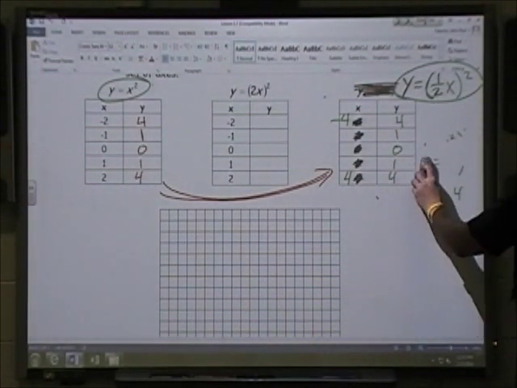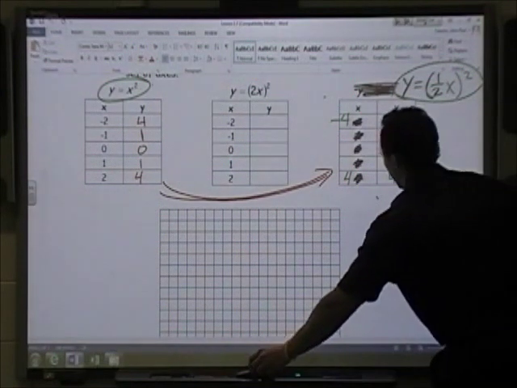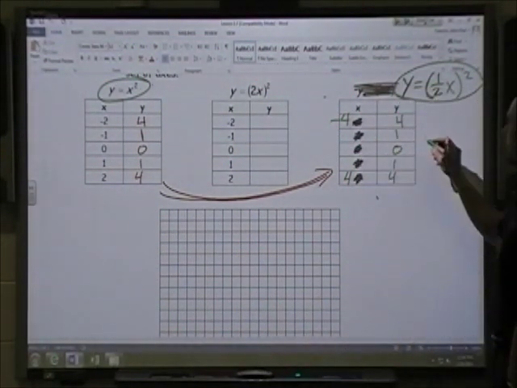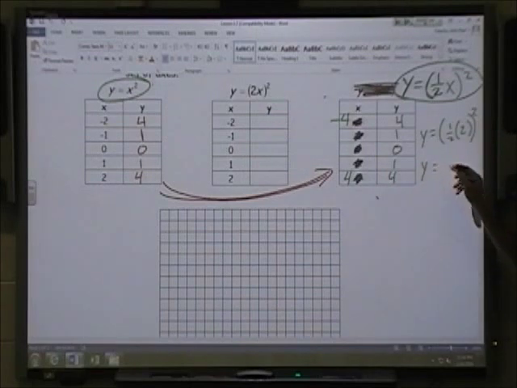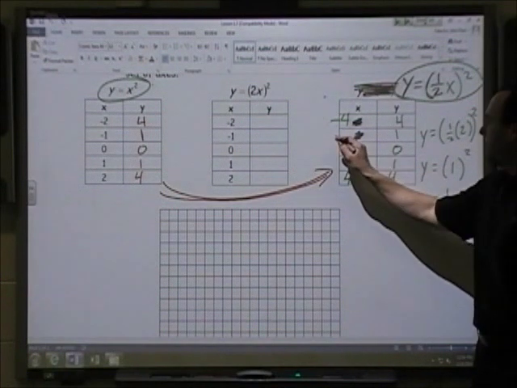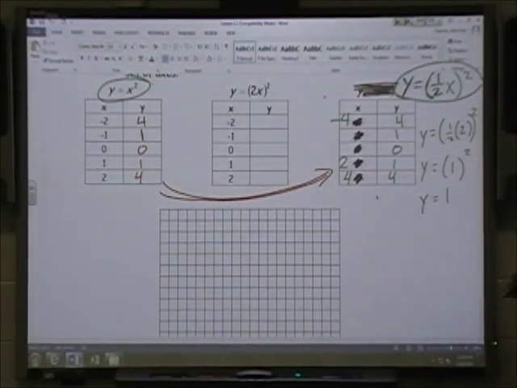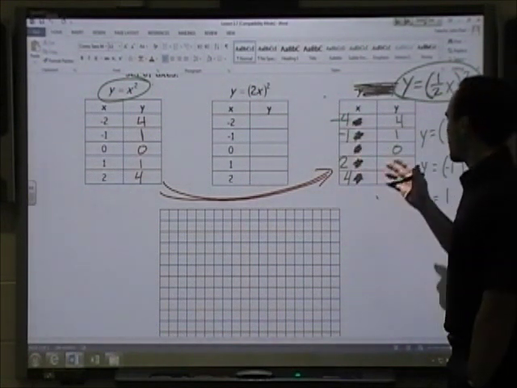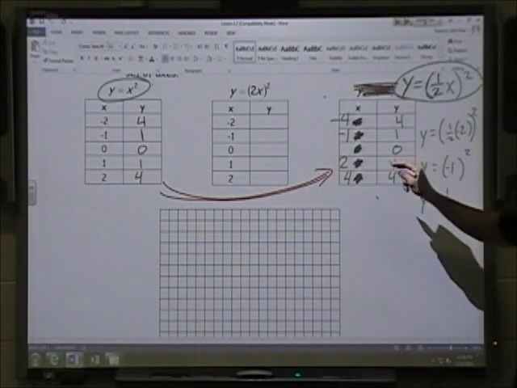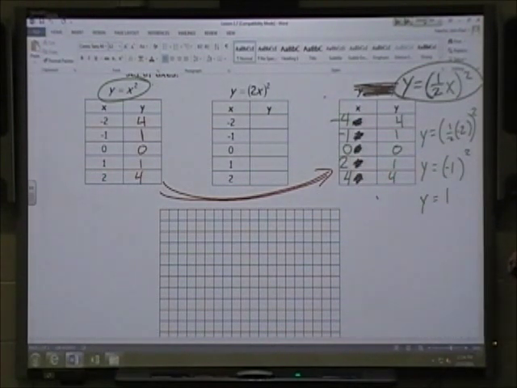And then I start playing around with it again, and I ask myself, what should I plug in for my input in order to get an output of 1? And I play around with the numbers, and I finally find out that I should actually plug in a 2 for x, because half of 2 would be 1, and 1 squared is 1. So if I plug in a 2 for x, I get a 1 for y. And also if I plug in a negative 2 for x, that'll be negative 2 times a half, which is negative 1. Negative 1 squared is 1. So if I plug in a negative 2 for x, I will get a 1 for y. And of course, if I plug in a 0 for x, I will get an output of 0.